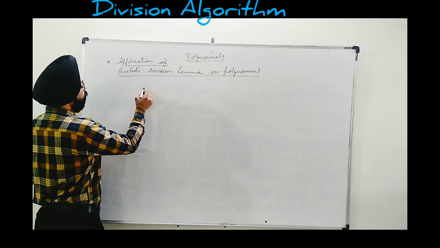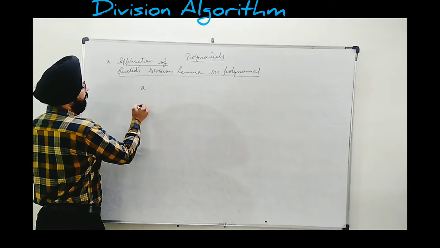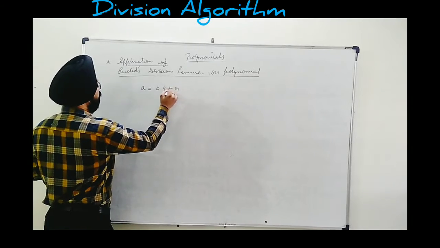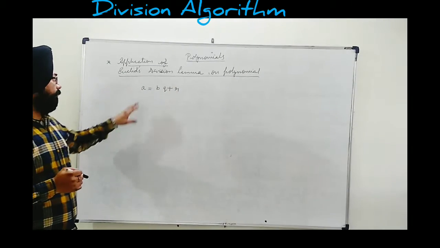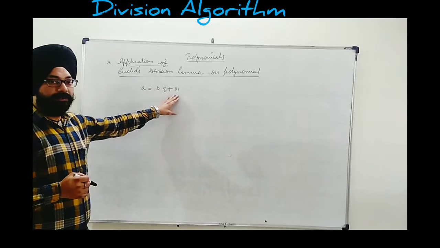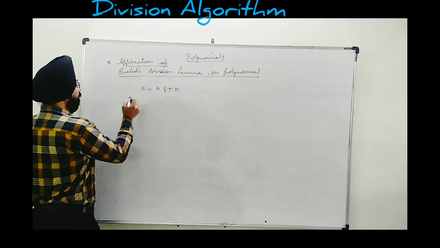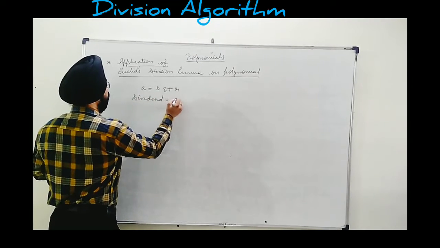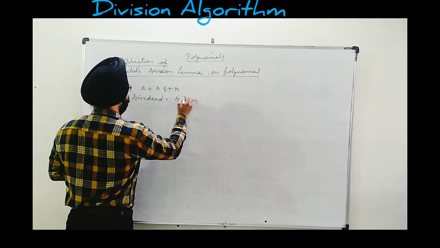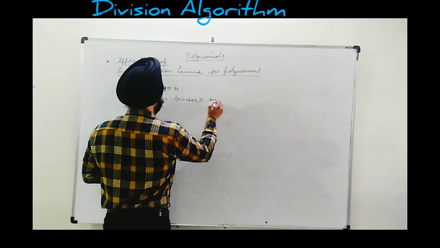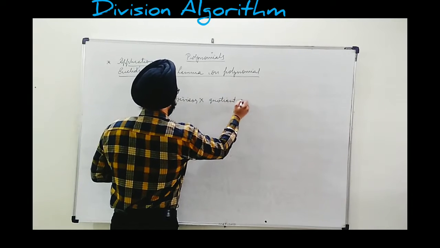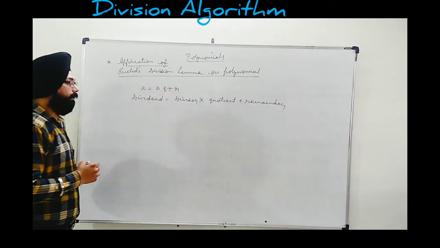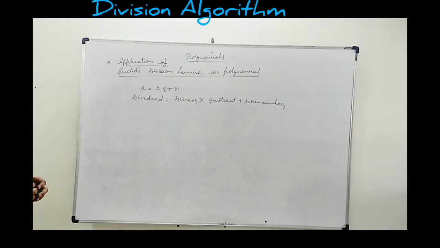Whenever you are given dividend A, divisor B, quotient Q and remainder R, then using Euclid's division lemma we can express the dividend as BQ plus R, or in other terms like in earlier classes we have seen, dividend is equal to divisor into quotient plus remainder. Now the same concept we are going to apply in polynomials.